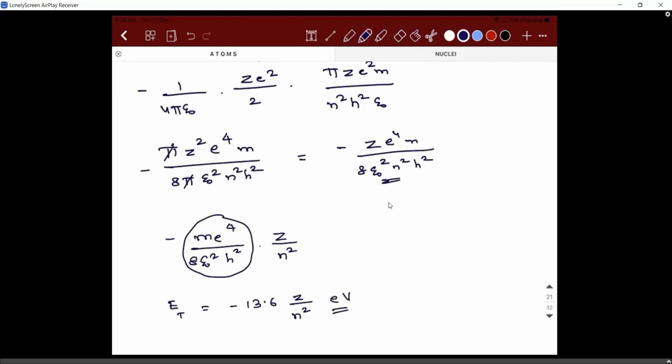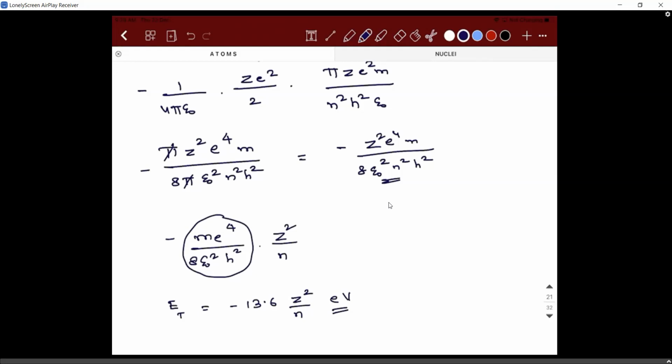Not Z, Z square, right? Yeah, Z square. Right. So this is Z square by n square. So this will be minus 13.6 into Z square divided by n square electron volt. You would have seen this expression. So the energy of the electron for the hydrogen atom, in the first orbit, is minus 13.6 electron volt. Have you seen this number somewhere? Are you familiar with this number, minus 13.6? In structure of atom, you would have seen this.